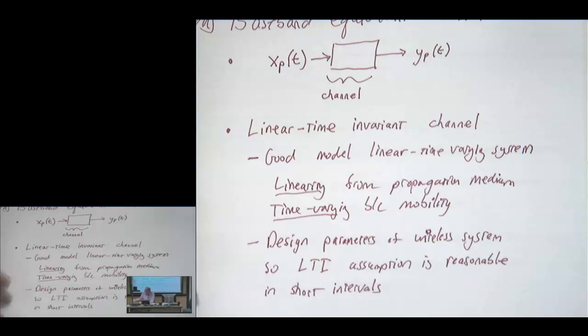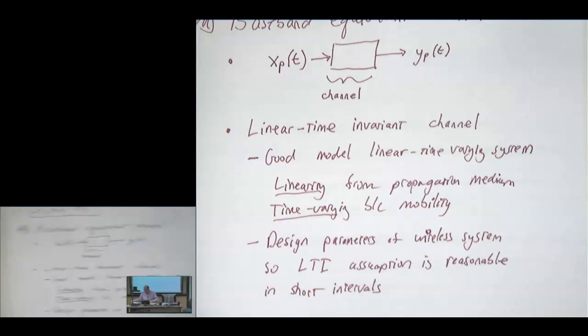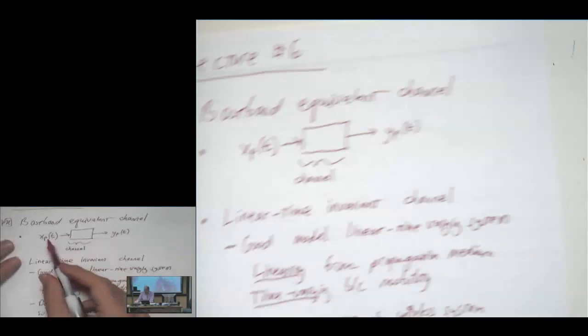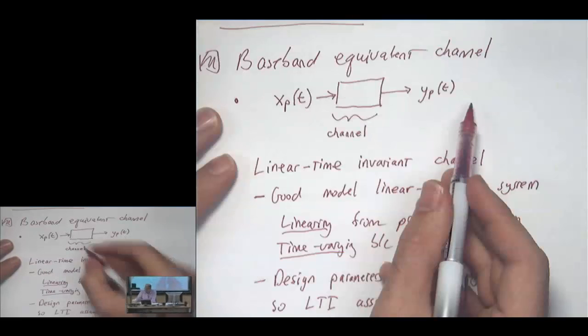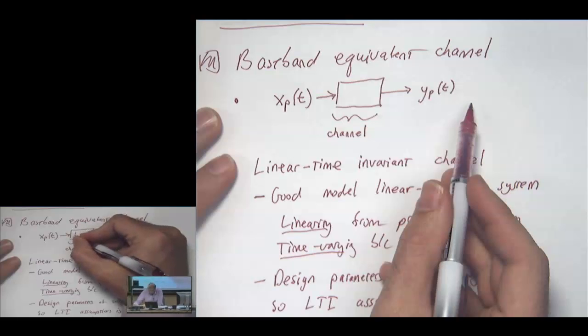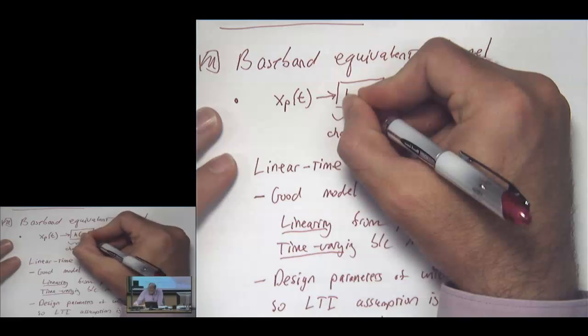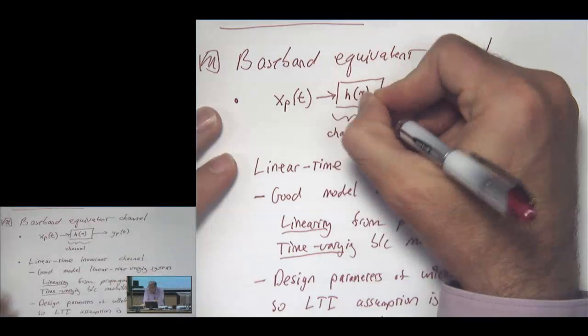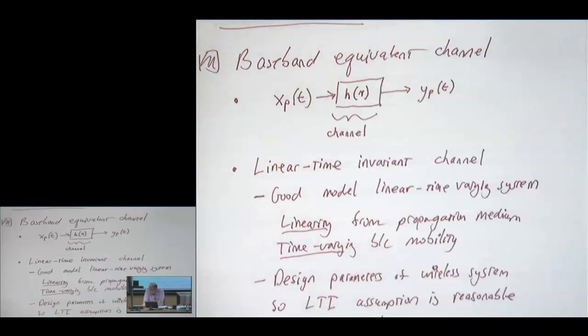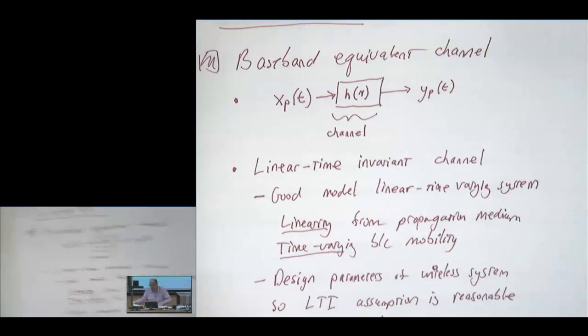So with the LTI assumption, what we can do is we can essentially take this input and this output, and we can put in this box here an impulse response, h of tau. And so then we know that the input and output are related by convolution. That's our standard notation here. So let's write that down mathematically here.